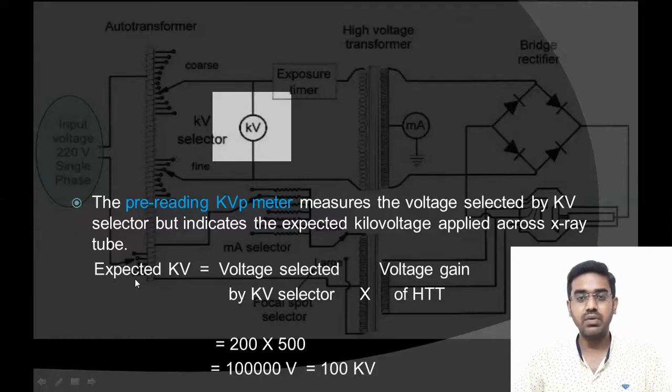Expected KV is equal to the voltage selected by the KV selector multiplied by the voltage gain of the high voltage transformer, that is, the step-up transformer. If we have chosen a gain of 500, then 200 into 500 equals 1 lakh volts, that is 100 kVp.